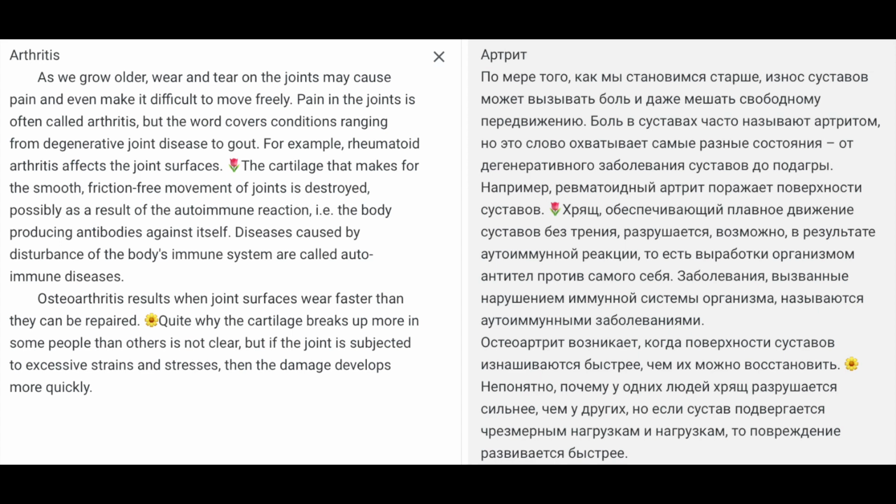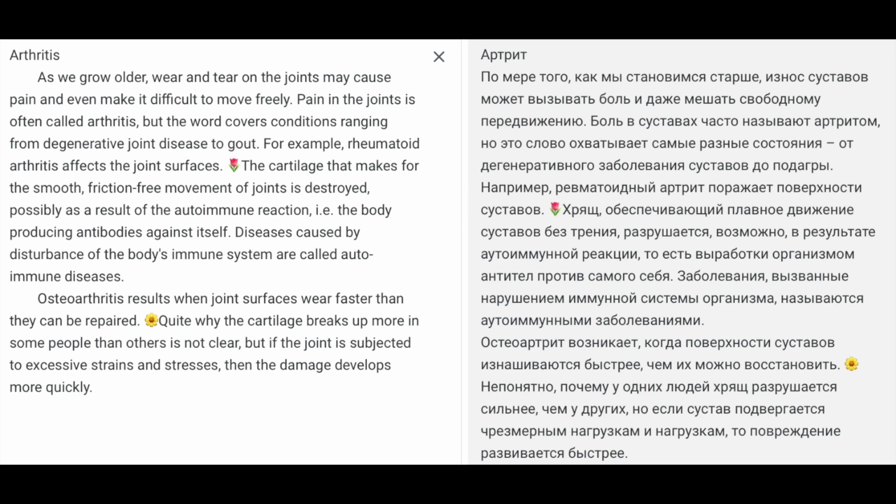Arthritis. As we grow older, wear and tear on the joints may cause pain and even make it difficult to move freely. Pain in the joints is often called arthritis, but the word covers conditions ranging from degenerative joint disease to gout. For example, rheumatoid arthritis affects the joint surfaces, the cartilage that makes for the smooth, friction-free movement of joints is destroyed, possibly as a result of the autoimmune reaction, i.e. the body producing antibodies against itself.